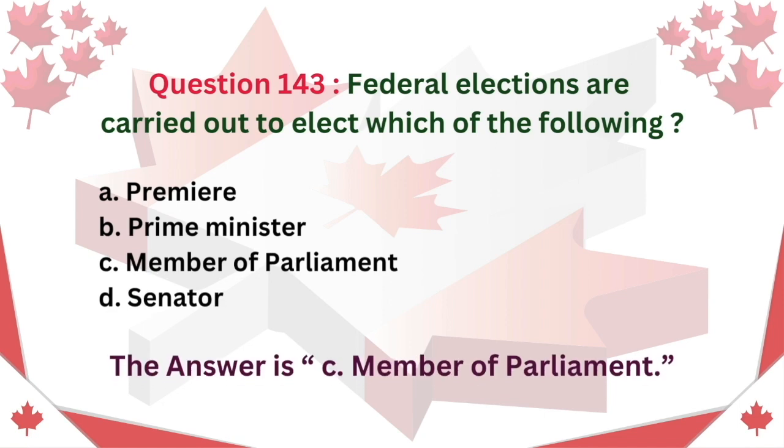Question 143. Federal elections are carried out to elect which of the following? A. Premier. B. Prime Minister. C. Member of Parliament. D. Senator. The answer is C. Member of Parliament.